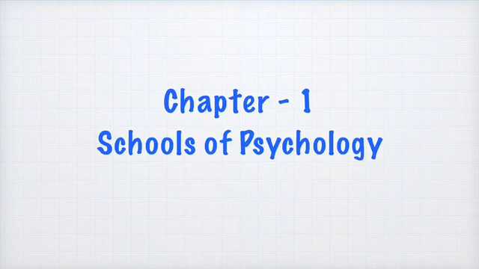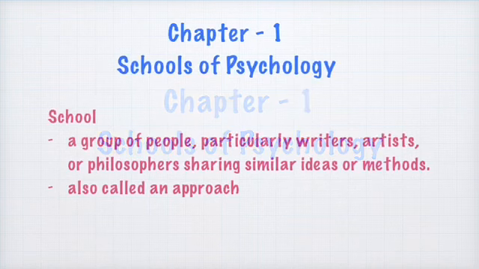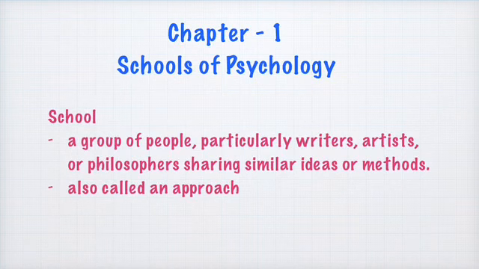I know you must be wondering what is the meaning of school in psychology. So let me first explain what we understand by school, then we'll go further. A school refers to a group of people, particularly writers, artists, or philosophers, sharing similar ideas or methods. The word school has multiple meanings. One meaning is known to you through the educational institution to which you go to study. But there are other meanings of the word school as well.